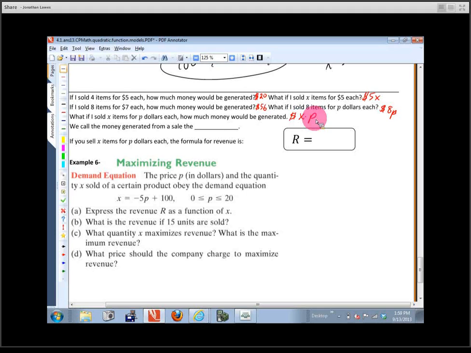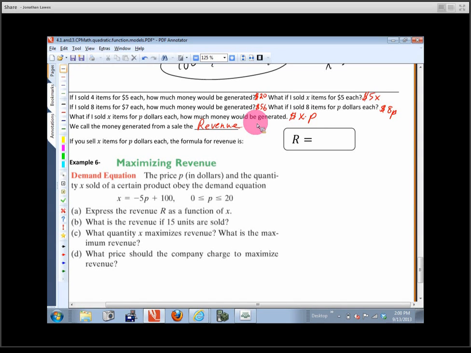Okay? Does anybody know what we call the money that we generate from a sale? Gross income is one way to put it. A lot of times we'll use one word, we call it revenue. Okay? Is revenue the same as profit? Revenue is not the same as profit.